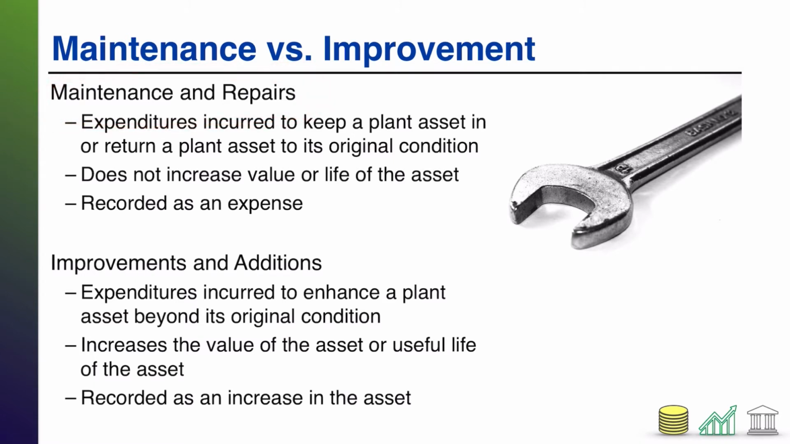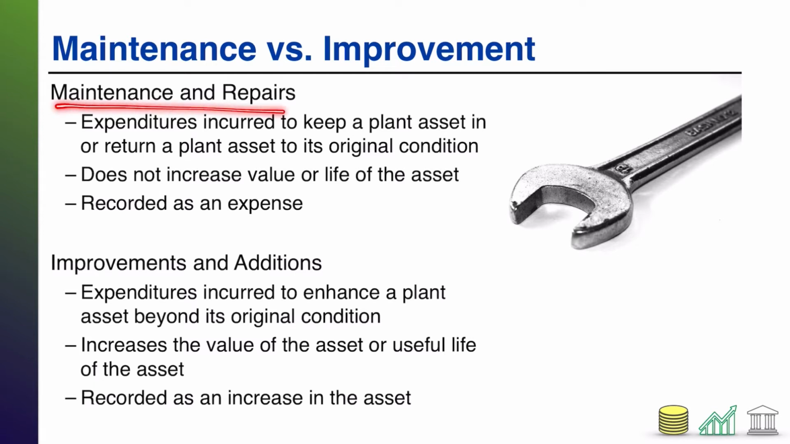Okay, what do we mean when we say maintenance or repairs? Well, these are expenditures of assets, usually cash, incurred to keep a plant asset in or return a plant asset to its original condition. So in the event that you have a fixed asset, it's not broken, but you need to occasionally, say, oil it, or like a car, give it an oil change. That's called maintenance. That simply keeps that asset in the condition that you originally purchased it in. Or in the case that something is broken and you do a repair to it, that returns the asset to the original condition that you purchased it in.